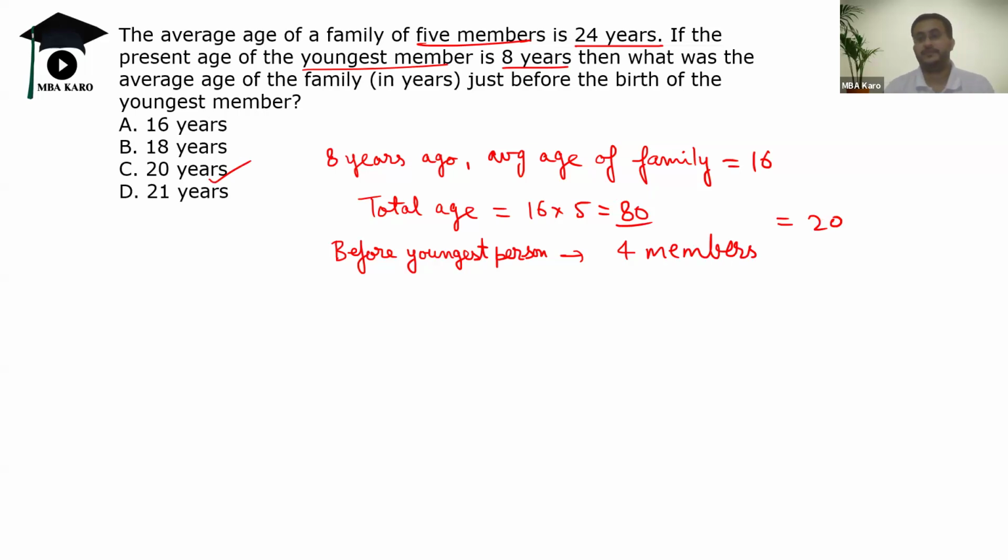So these are the types wherein the youngest person is born or some person dies. That could also be asked, that a person is dying, so what would be the age and so on. All right, so let's see the next one.